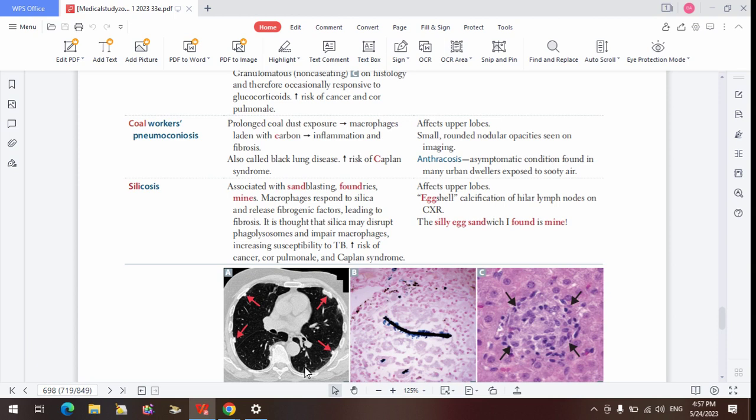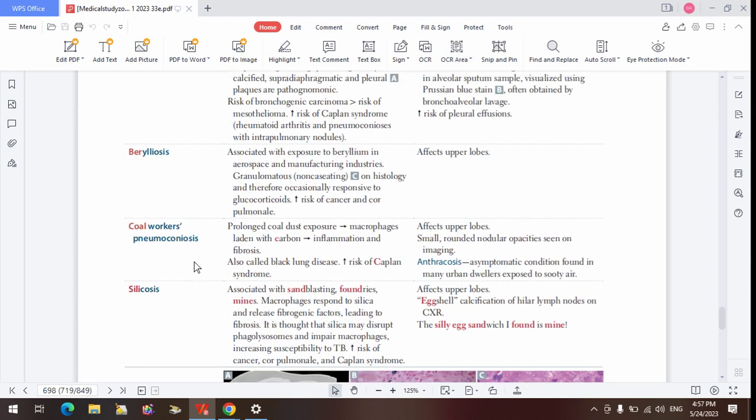Those are the plaques on gross examination. Well, this one that we have here is also high yield because you are most likely to get a CT image than a gross image. You can also get a gross image in the exam, so it's good to have the knowledge of how it looks both on gross appearance and on imaging.